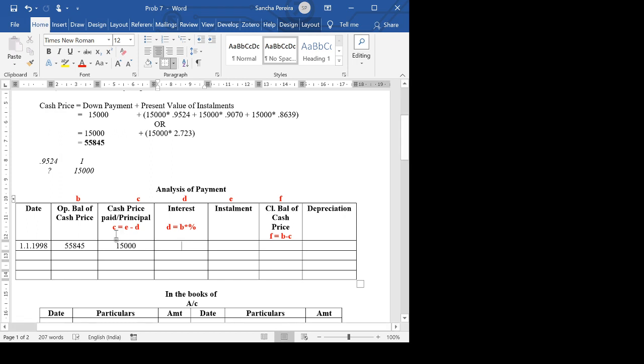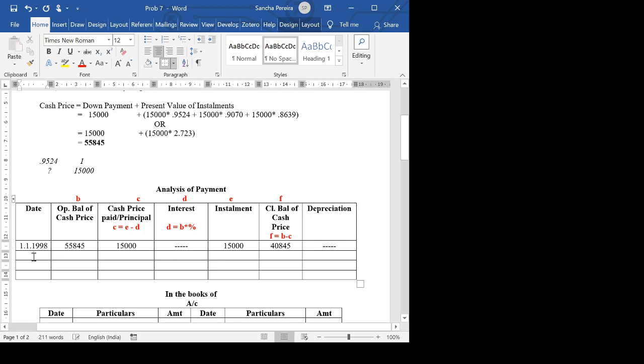Yeah. So interest, we never have interest on the down payment. So the interest is always blank. So the installment will be 15,000. Closing balance will be opening balance minus cash price paid. It's the same thing. So 55,845 minus 15,000 gives me 40,845. We don't need to calculate depreciation because we are at the beginning of the year. So there's no depreciation because it's right at the beginning.